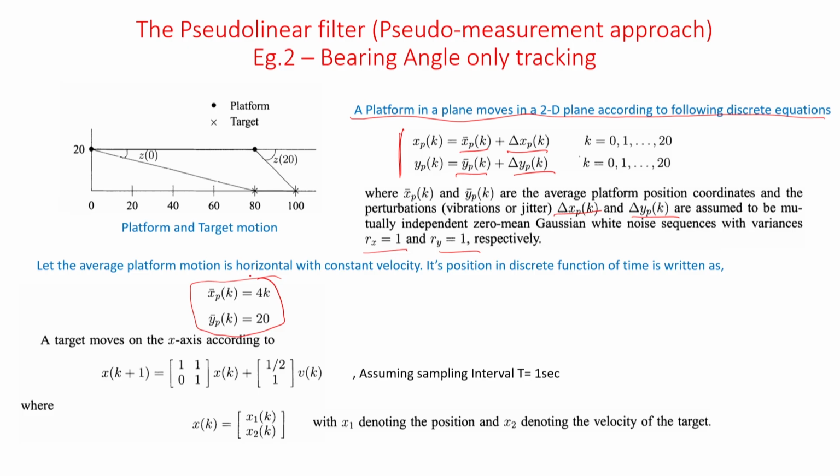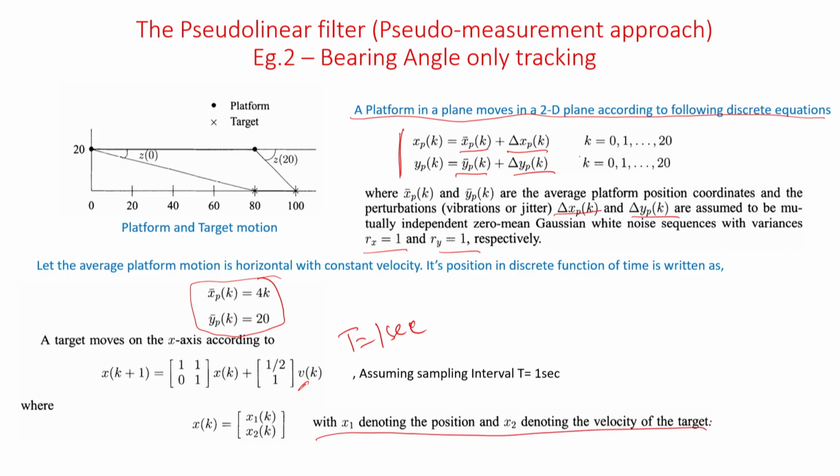this equation. Your mean value for the x direction is a linearly increasing function, 4 into k, and the y value is constant, say 20. And this is your target true equation, the target true state. Time t you can assume as 1 second. So with this you get 1 t, t is 1, 1 x k plus t square by 2, 1, 1 by 2, 1 v k, your process noise. Do not mix it up here, the terminology is v k, but it could be w k, it does not matter.